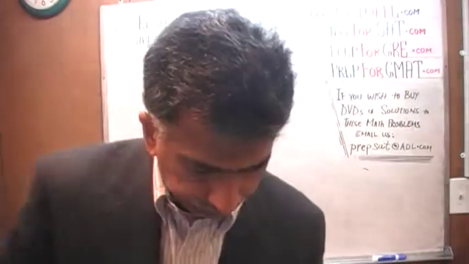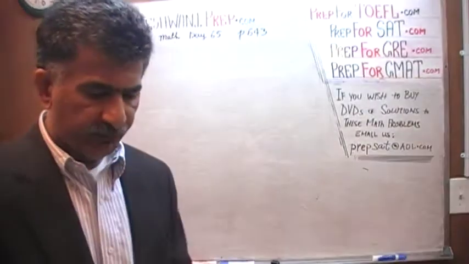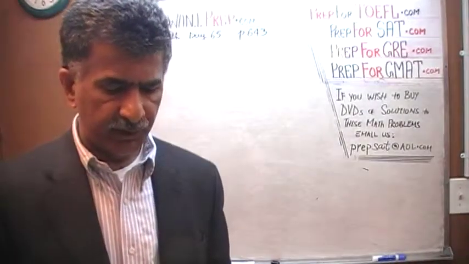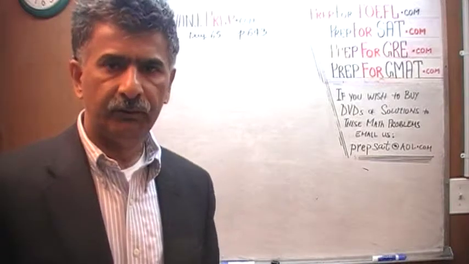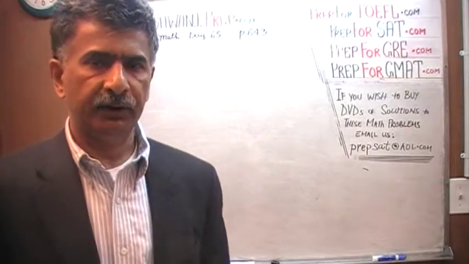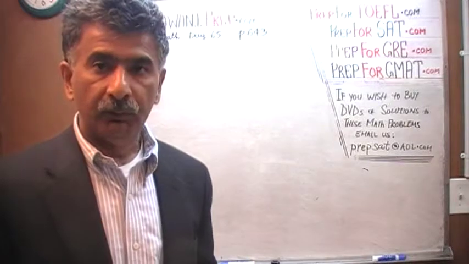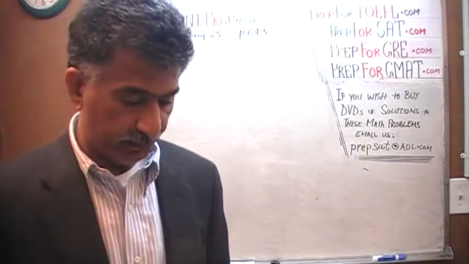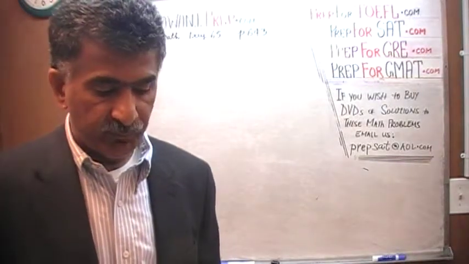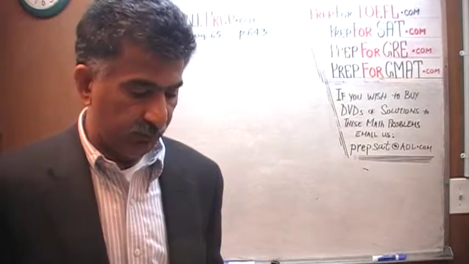Let's see what it says. It says when 15 is divided by a positive integer k, the remainder is 3. So we are told that when you divide 15 by some other integer, they're calling it k, we get a remainder of 3. The question simply is, how many different values of k are possible?